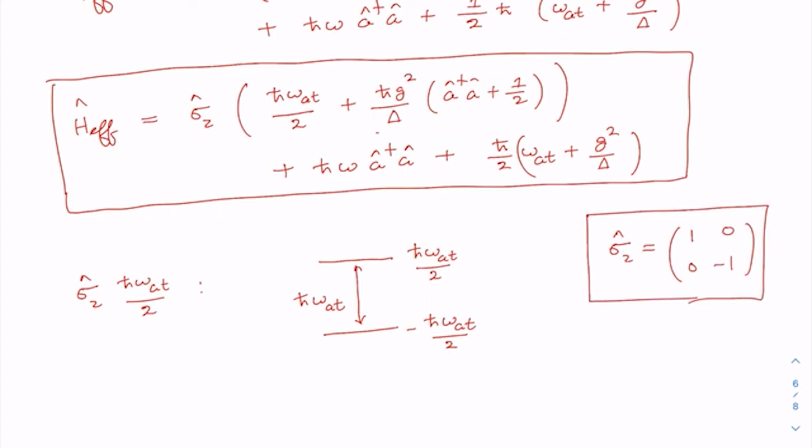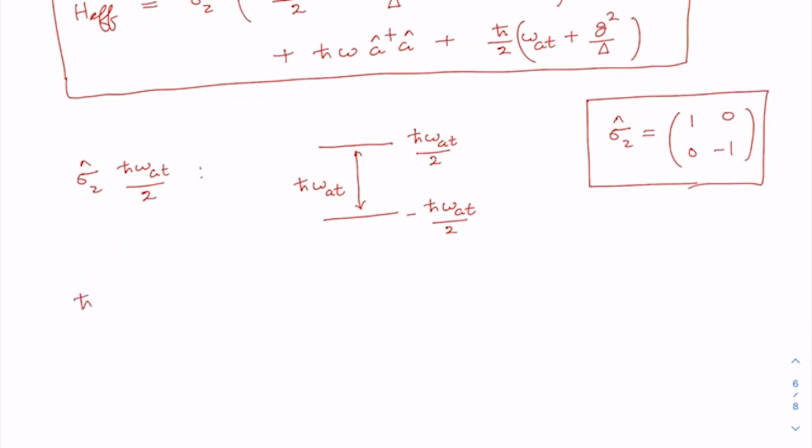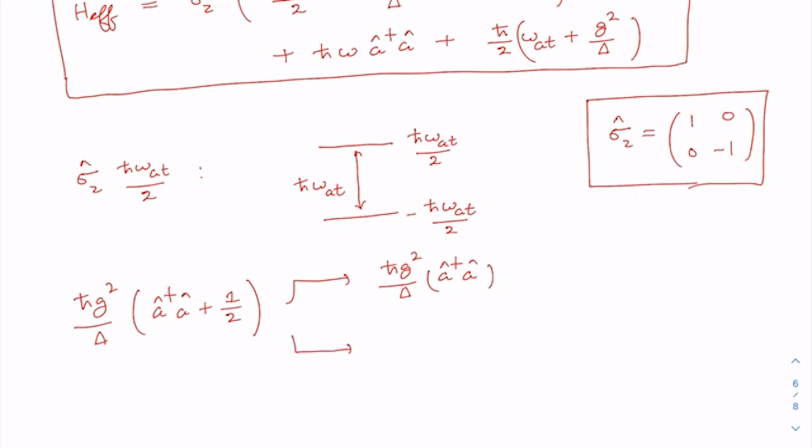Then let us look at the second term here. It is h cross z square by delta (a dagger a plus half). So it consists of two parts, one just like in the harmonic oscillator. This is basically due to the zero-point fluctuation. One part is h cross z square by delta a dagger a, where a dagger a is the number of photons, and the other is due to the zero-point fluctuation, that is half h cross z square by delta.